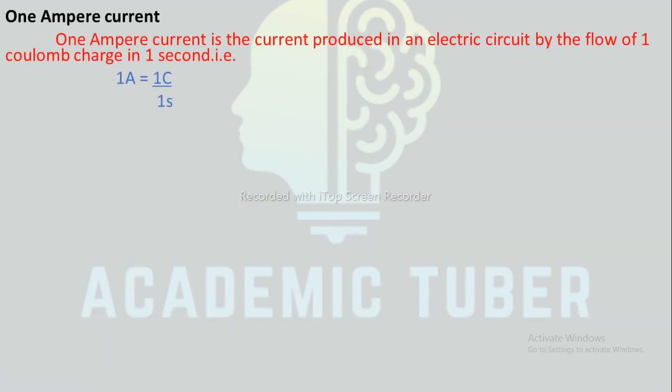1 ampere current. 1 ampere current is the current produced in an electric circuit by the flow of 1 coulomb charge in 1 second. That is, 1 ampere equals 1 coulomb charge by 1 second.